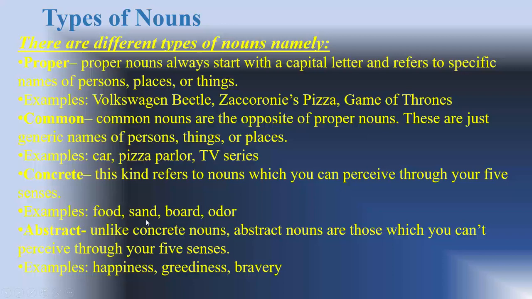Sand, you can touch it. Board, you can see it. Odor, you can smell it. So these are concrete nouns. Abstract nouns, unlike concrete nouns, cannot be perceived through the five senses. Happiness: we can be happy, but we can't touch it, smell it, or see it.